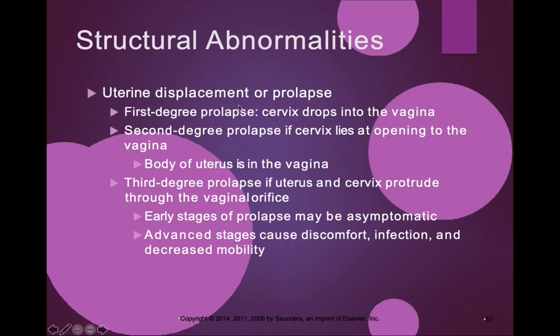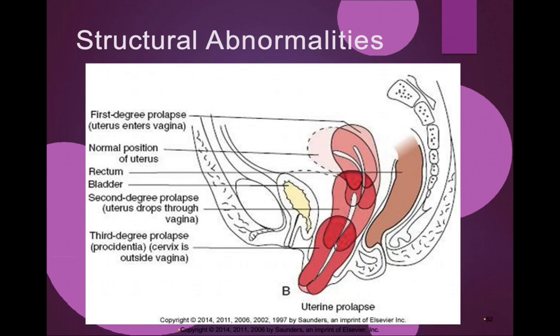So the uterine displacement or prolapse, there's first degree, second degree, or third degree. In the first degree of the prolapse, the cervix drops into the vaginal area. In the second degree, the prolapse of the cervix lies at the opening of the vaginal area. And in the third degree, the uterus and cervix protrude through the vaginal orifice. Okay? The early stage of a prolapse can be asymptomatic, and the advanced stages start to cause discomfort. It can cause infection and decreased mobility.